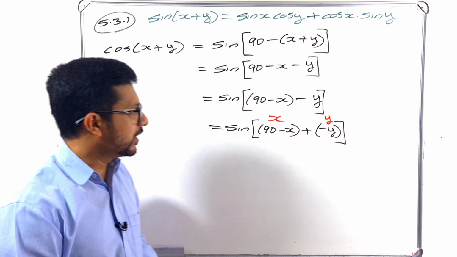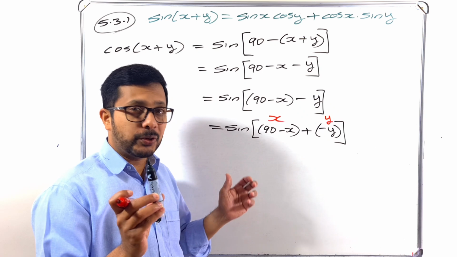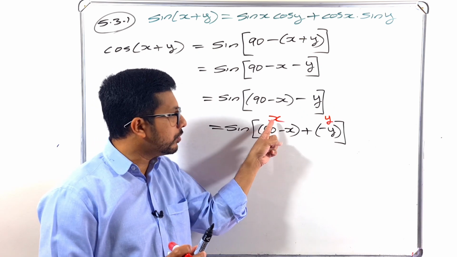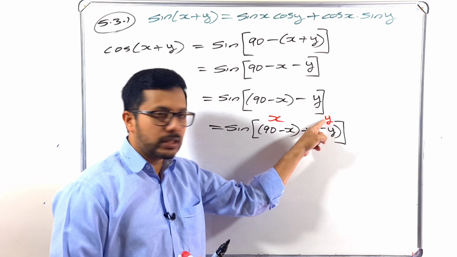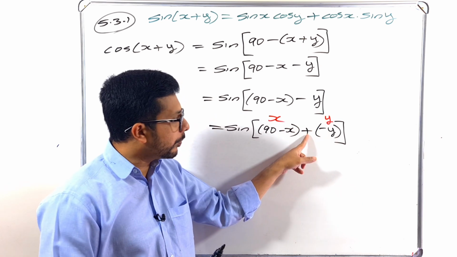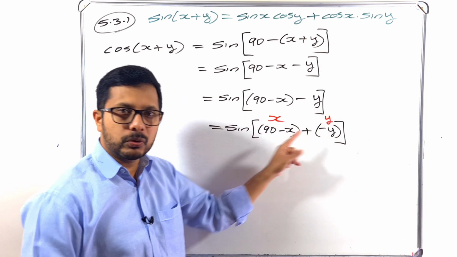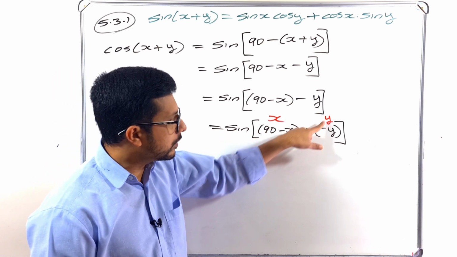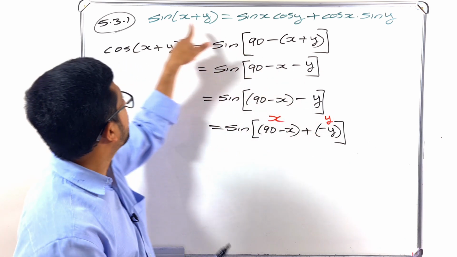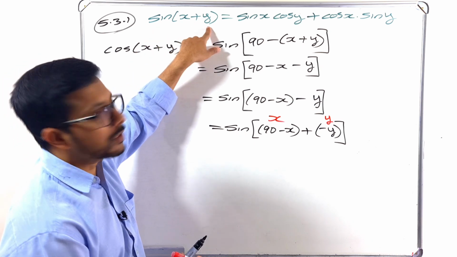Okay, so try to understand. This 90 minus x you have to consider as x. This minus y you have to consider as y. So it is separated with the plus. So try to read like that: sine of x plus y. Am I right? That is the given one. Sine of x plus y.